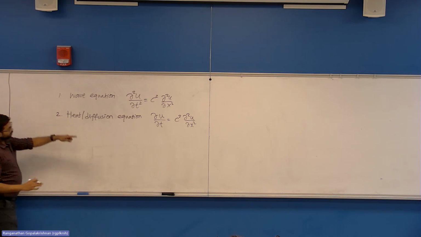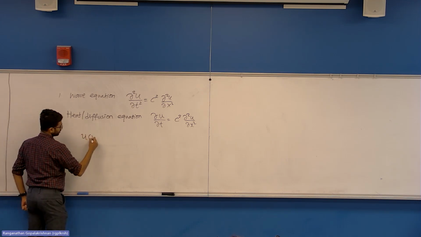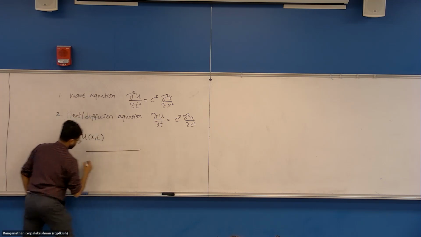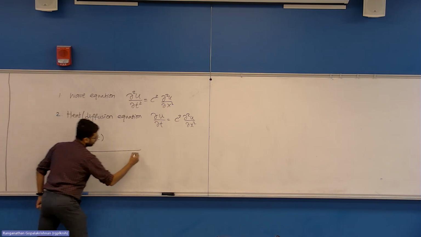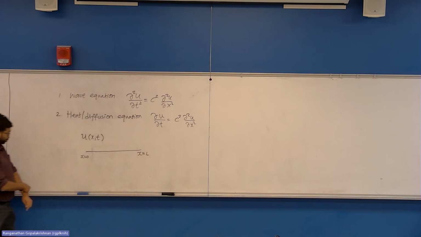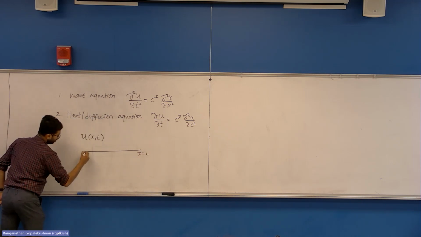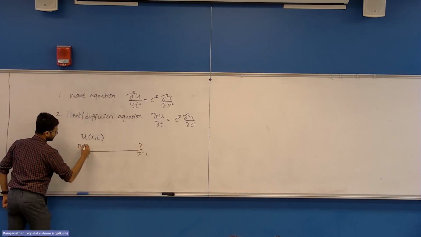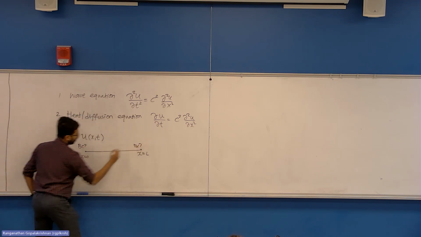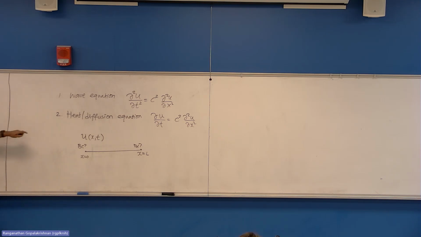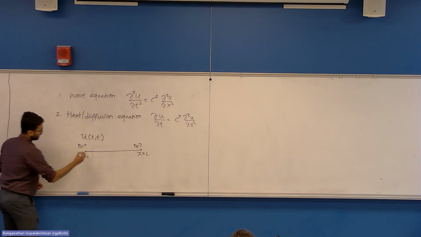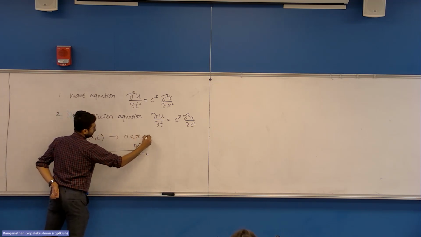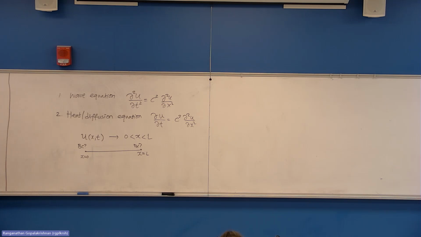Both these problems involve both time and space, so your solution is a function of both x and t. And we are talking about a domain which is one-dimensional, x equal to 0 to x equal to L. And you need to know boundary conditions at both ends. Boundary conditions need to be specified at both x equal to 0 and x equal to L, because those are the boundary points, everything else is the interior. So this function here is defined in the open interval 0 less than x less than L.